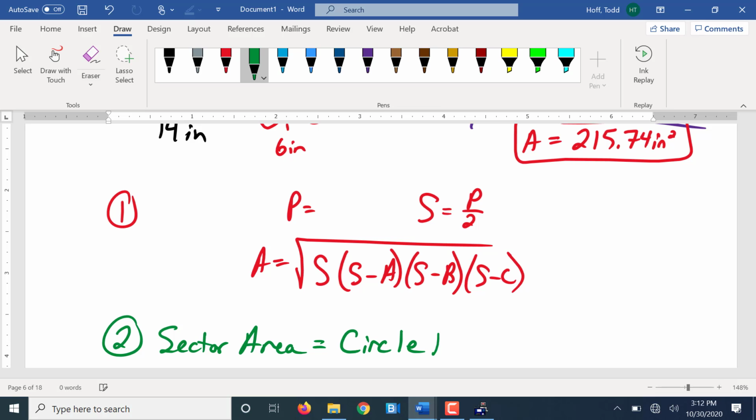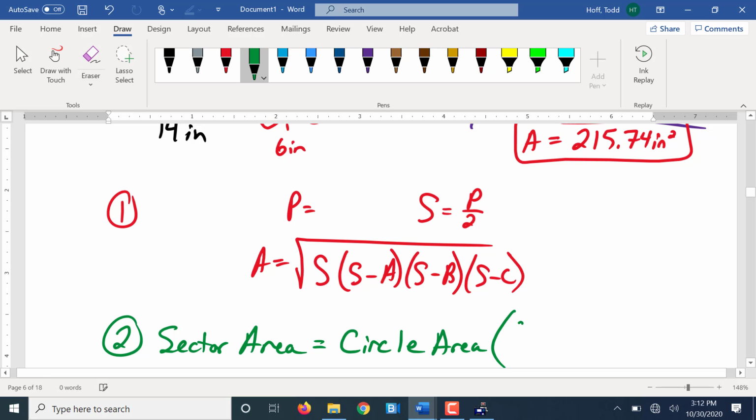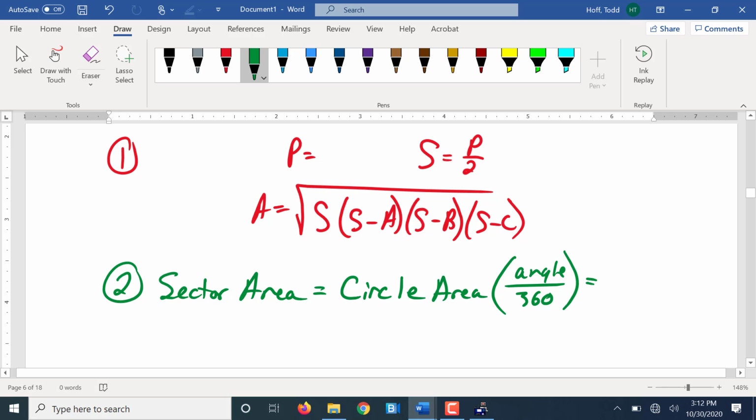So remember, sector area is the circle area times the angle over 360. Anybody have any questions on that? You would find the area of that whole circle. Nope, it's a little bit smaller than a quarter circle. It's 84 degrees out of 360. So you find the area of the whole circle, and then instead of dividing by 4, you just multiply by 84 over 360. Yeah, so that angle there is 84 degrees, so it's 84 over 360.